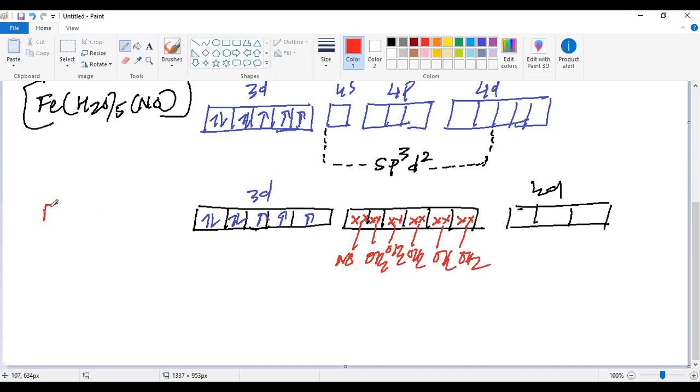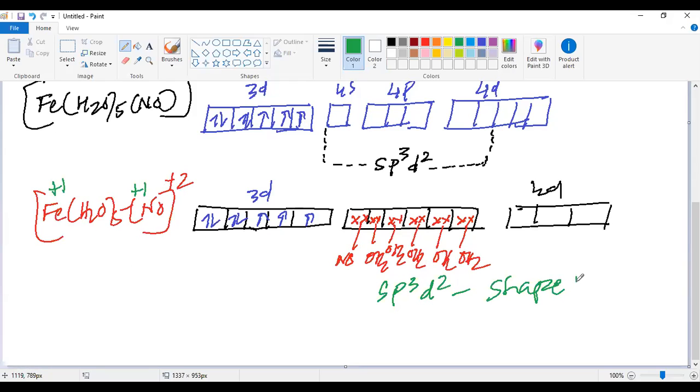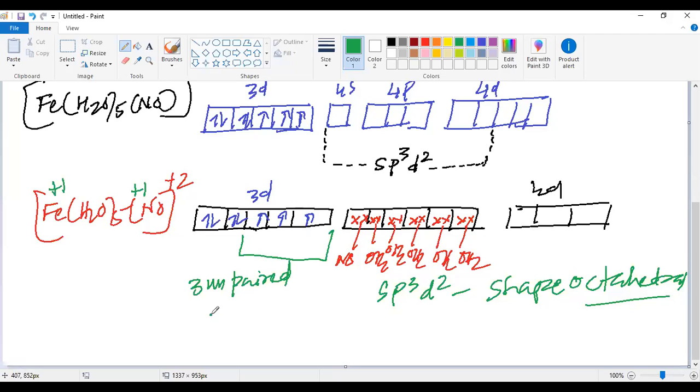So this is how our Fe H2O5 NO plus 2 complex is formed, where we have the oxidation state of Fe plus 1 and NO is also plus 1. So this is how the compound is formed. Due to the sp3d2 hybridization, the shape is going to be octahedral. Please remember that the shape is going to be octahedral. You can even see that there are 3 unpaired electrons available with our compound, and sp3d2 hybridization takes place.